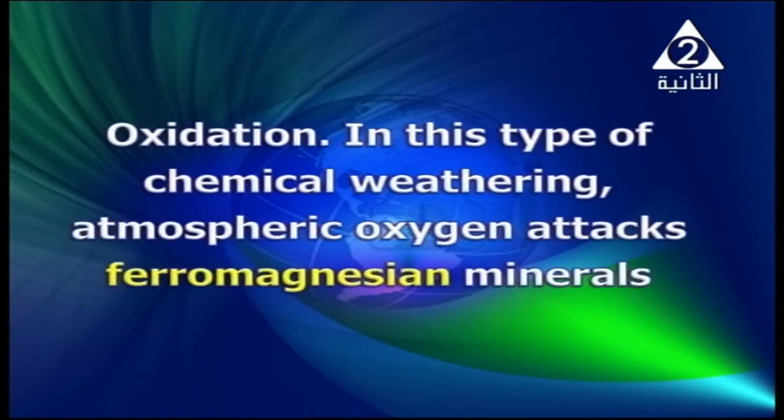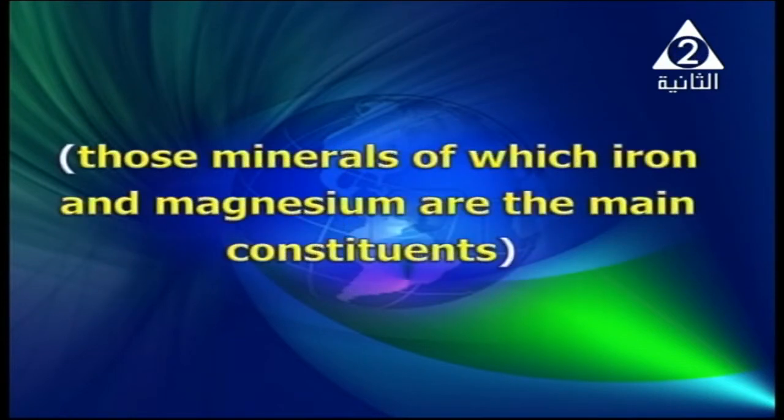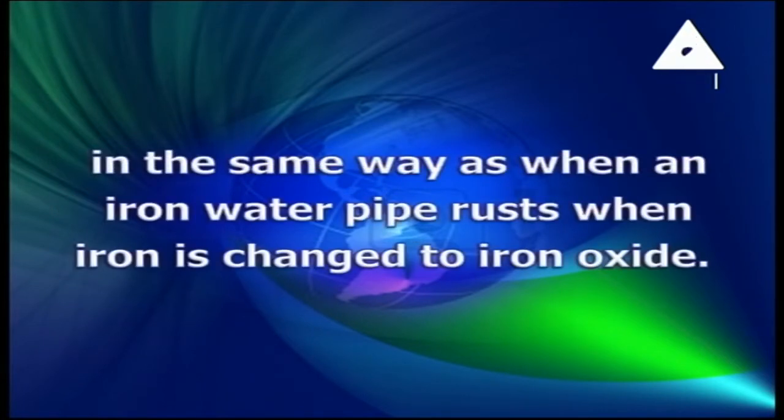We have another type, which is oxidation. In this type of chemical weathering, atmospheric oxygen attacks ferromagnesian minerals, those minerals of which iron and magnesium are the main constituents. It is the same way an iron water pipe rusts when iron is changed to iron oxide.